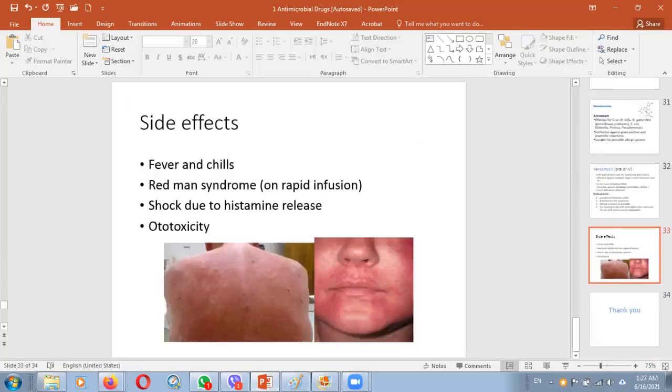What are the side effects of vancomycin? Causes fever and chills, red man syndrome on rapid infusion, as you can see in this image, redness of the body, shock due to histamine release, and sometimes ototoxicity.